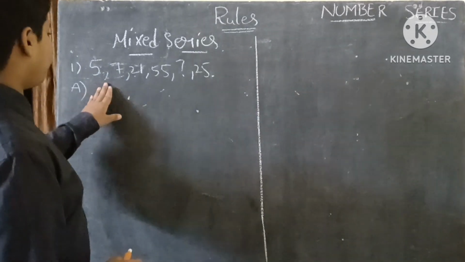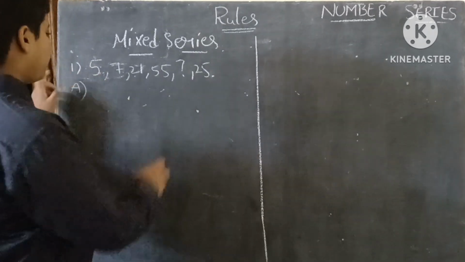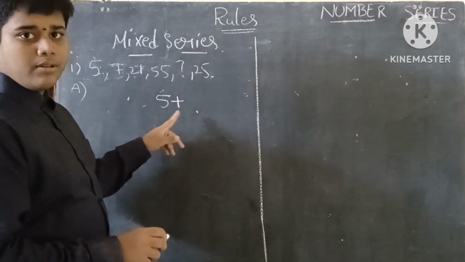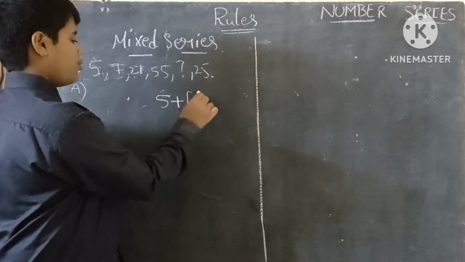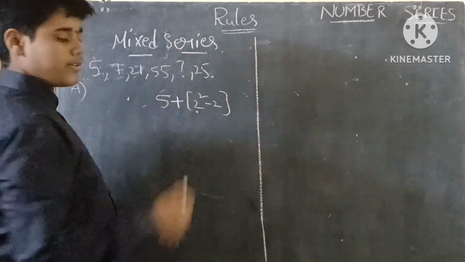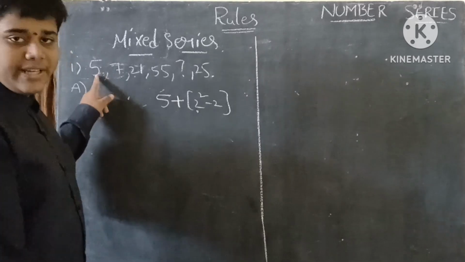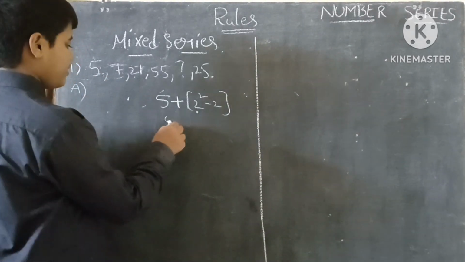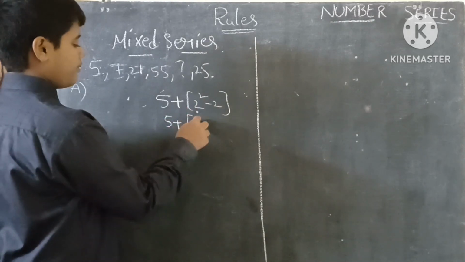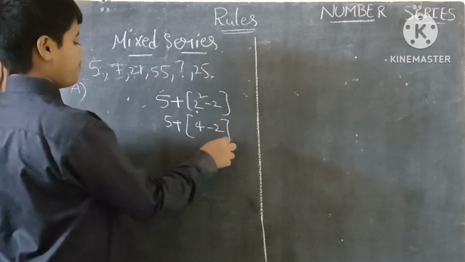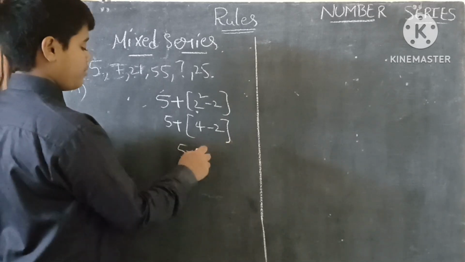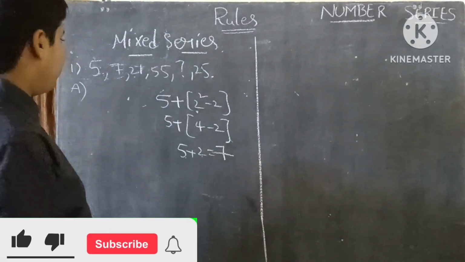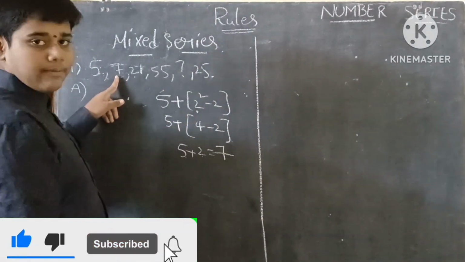Okay. So first we have to think of one logic. So here 5, I am taking 5 plus 2 square minus 2. I am taking the first digit 5 plus 2 square minus 2, which means 5 plus 4 minus 2, 2. So here 5 plus 2 means 7. Okay. So the next number is 7.